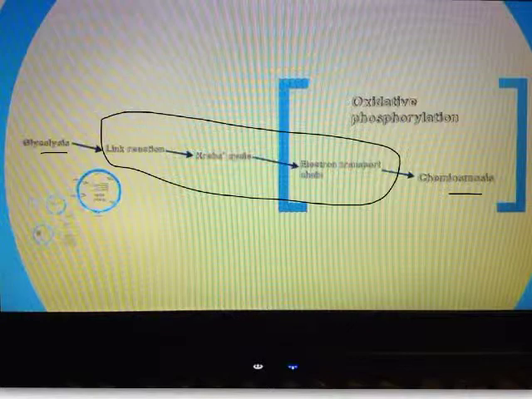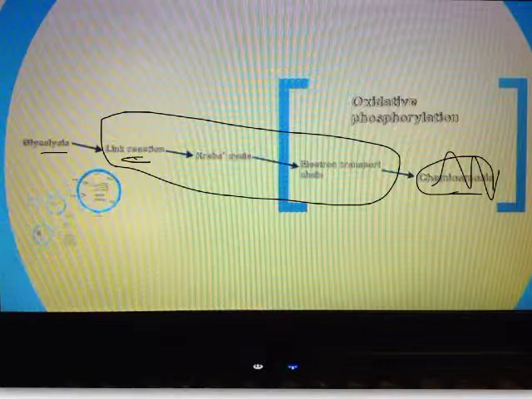It is complex, but if you bear in mind throughout the whole of this that chemiosmosis requires hydrogen ions, it requires that electrochemical gradient in the mitochondria, then you'll be fine, because you'll be able to link this whole system together, so you can see where things are going and why things are happening, and that will help you understand it in the long term.